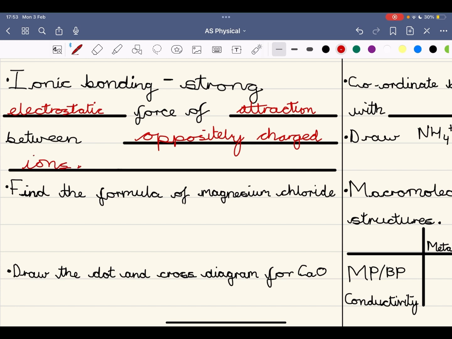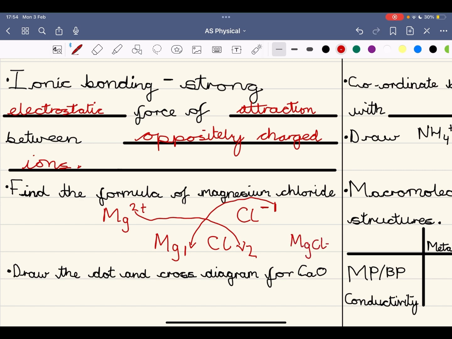So we're asked to find the formula of magnesium chloride. Firstly, I'm going to write down the ions that we form. So magnesium is in group 2, so it loses 2 electrons to have a full outer shell. And chlorine is in group 7, so it gains an electron to form a full outer shell. And then I'm going to write down the atoms involved, so Mg and Cl. And basically we just swap these charges down, so this 2 comes down here and this 1 comes to the magnesium, so we get MgCl2.